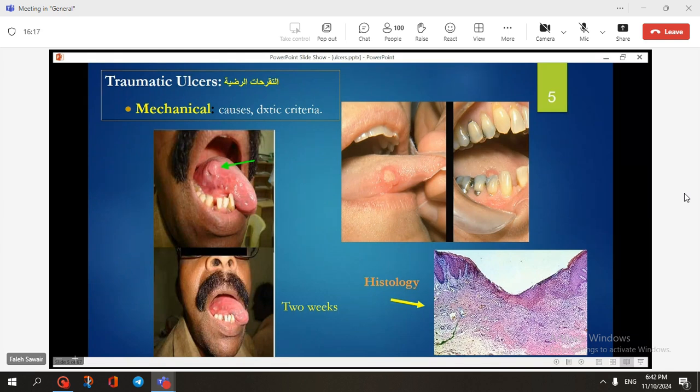So you don't find anything, just loss of the epithelium and inflammation. So these are features of traumatic ulcers. They are non-specific ulcers, just loss of the epithelium and inflammation of the underlying base.